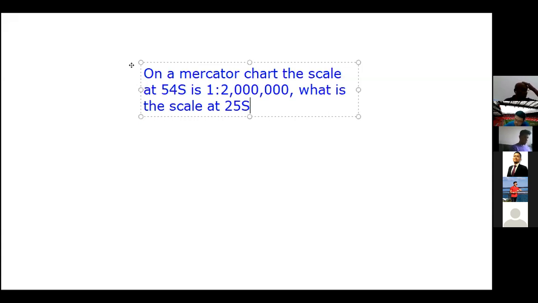Use the same formula: denominator A by denominator B is equal to scale A by scale B, cos A by cos B. Denominator A by denominator B is equal to cos A by cos B.